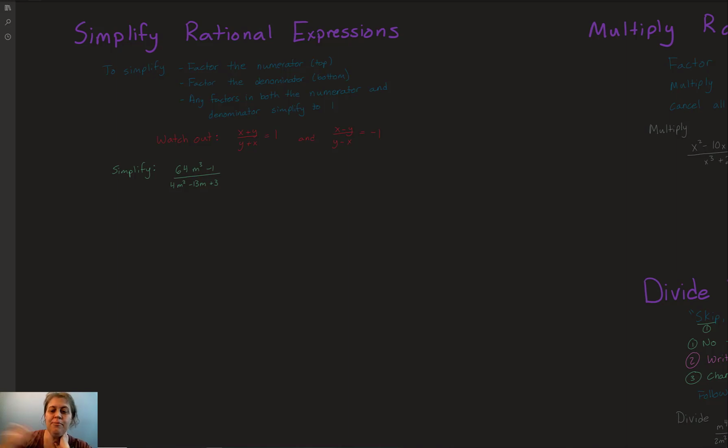Okay, so to simplify a rational expression, the first thing we're going to do is factor the numerator and the denominator. And then we're going to look for anything that's the same on the top and the bottom so that we can cancel them out. As a reminder, if you see x plus y over y plus x, that's the same thing. You can just turn that into 1. If you have x minus y over y minus x, that simplifies to a -1 instead of a +1. All right, let's start factoring.